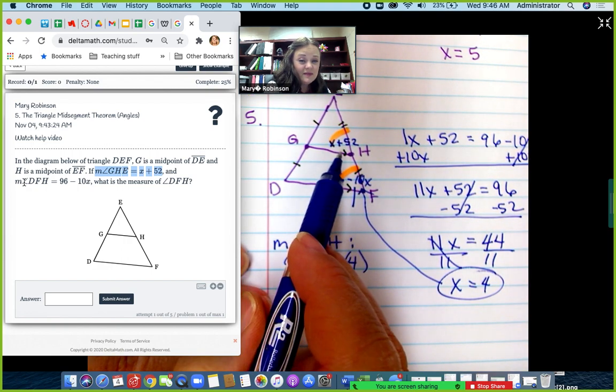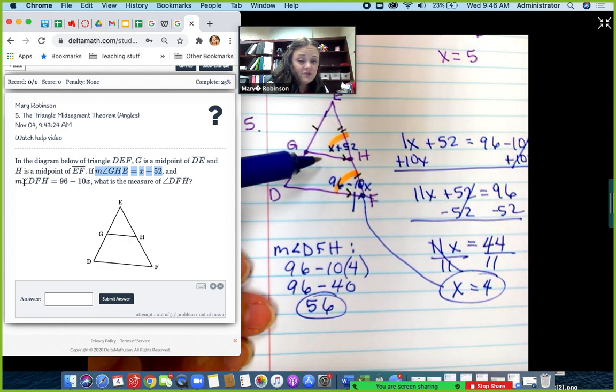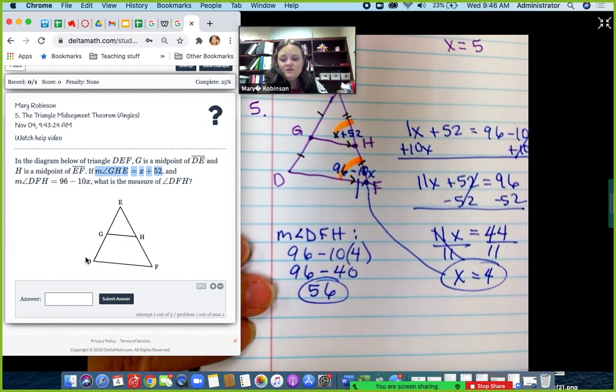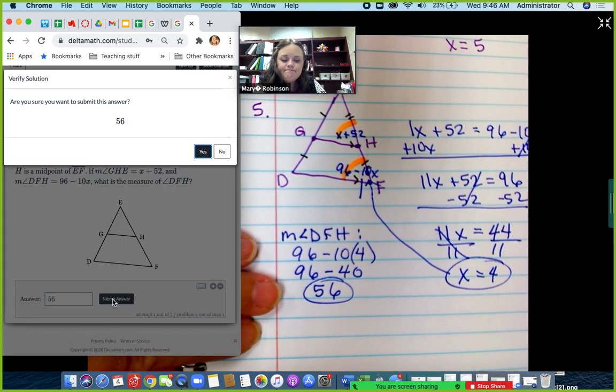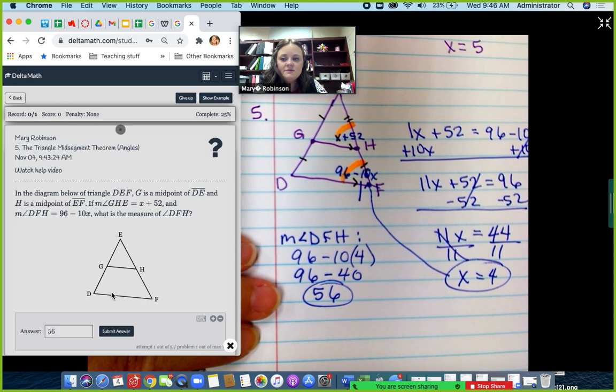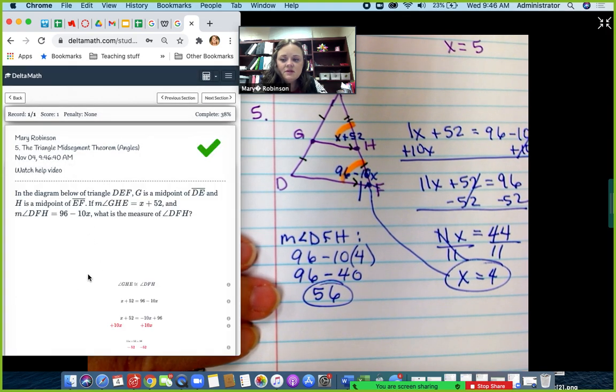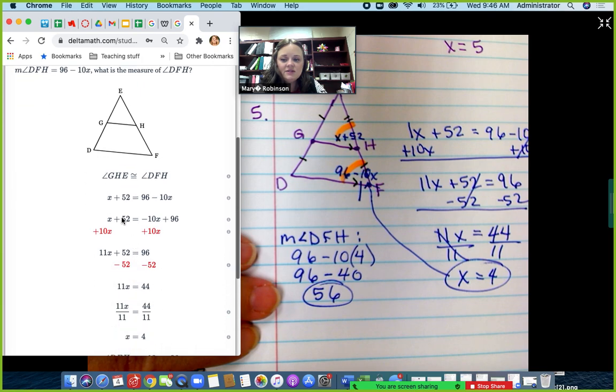So let's see if that makes sense. If I plug that 4 in here, is it also 56? 4 plus 52 is 56. So my value for these angles is 56 degrees. All right, and notice, same thing. They're just setting the angles equal to one another.